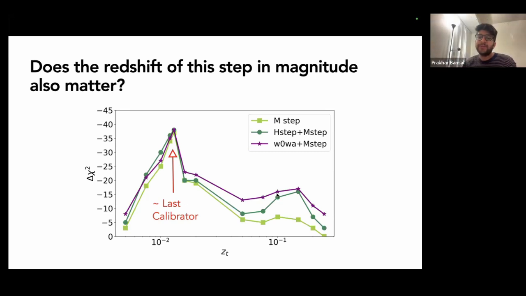Okay. Apart from that, in the H step plus M step models and the w0 wa plus M step model, there is a somewhat less significant peak which happens at around a redshift of 0.15 as well. In the interest of time, I won't be able to go into the details of this. This is covered in the appendix of our paper.